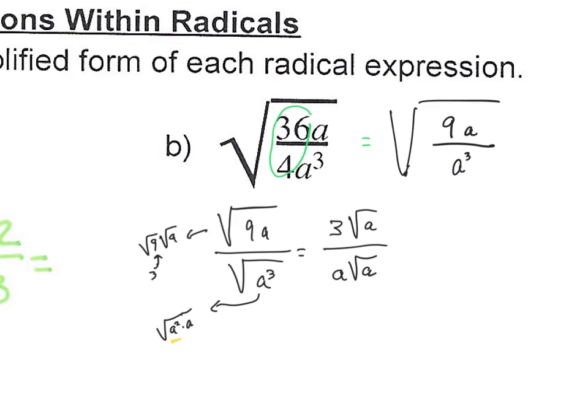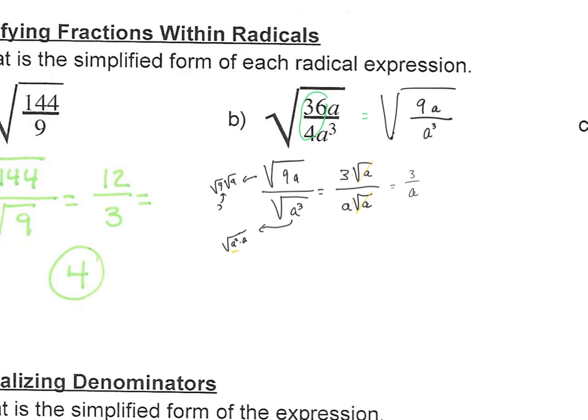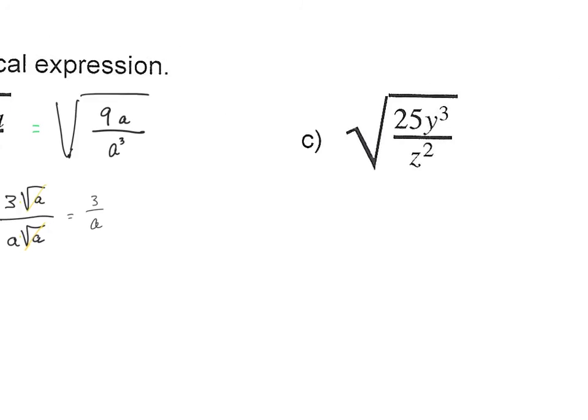And simplifying here, we came up with this answer, 3 square root of a over a square root of a, and I'm hoping that you see that you can simplify here, that the square root of a divided by the square root of a is going to be 1. So square root of a over the square root of a is going to become 1, so we can rewrite this expression as 3 over a. All right, so moving on.